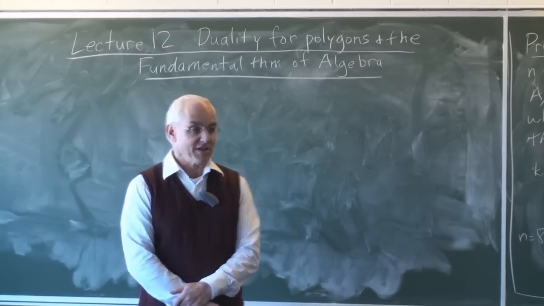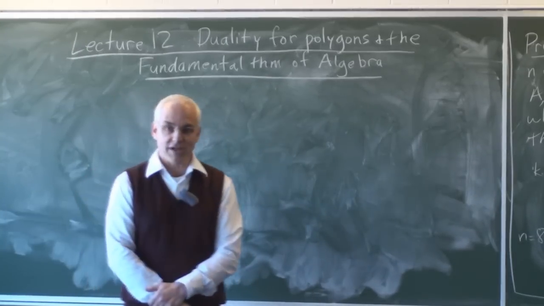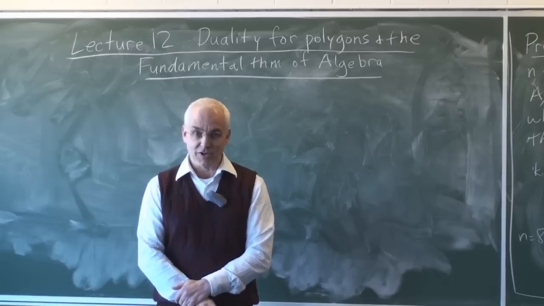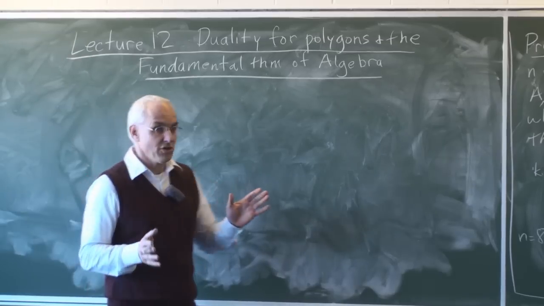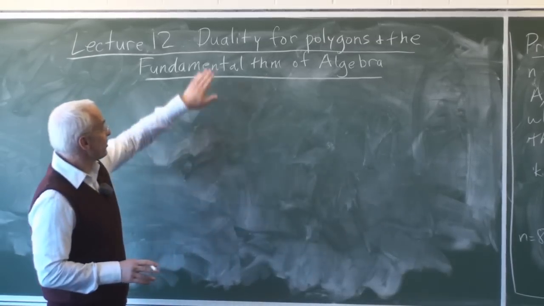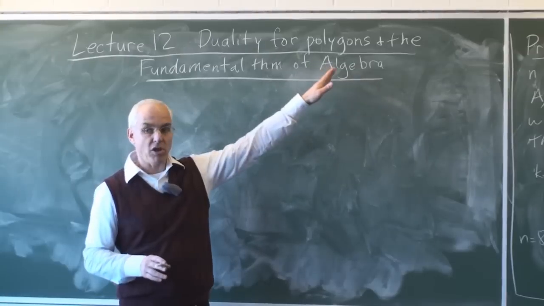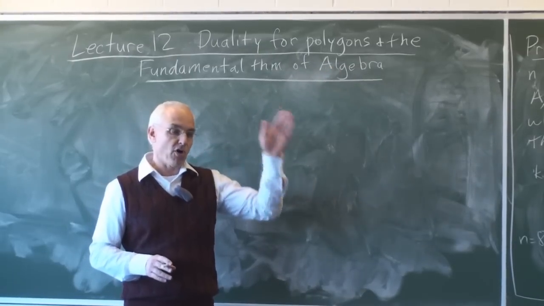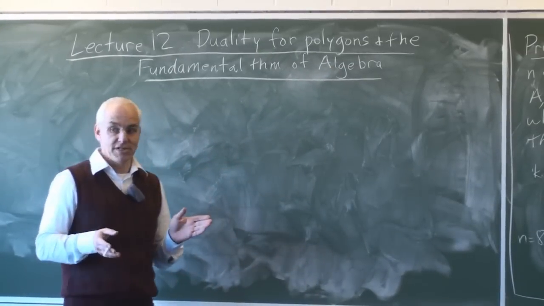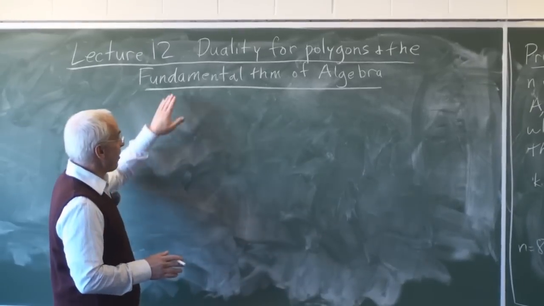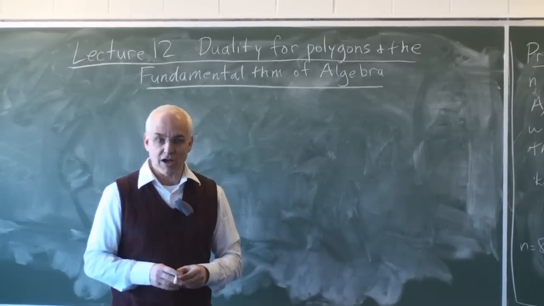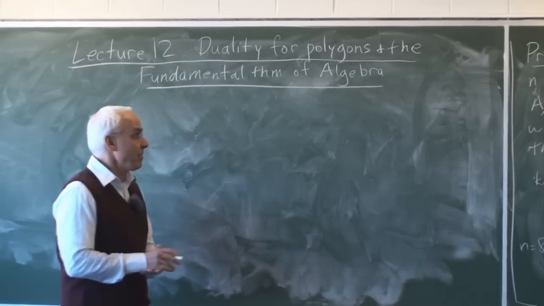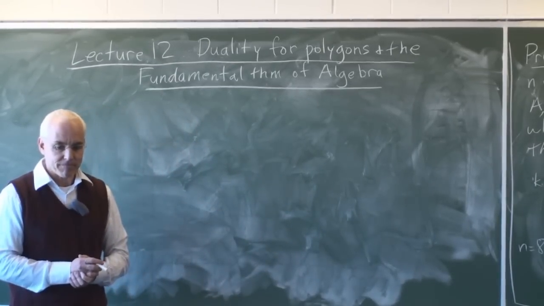Okay, so welcome to this 12th lecture in this course on algebraic topology. We're at the University of New South Wales, and I'm Norman Wildberger. Today I'm going to do two sort of different things. I want to talk about duality for polygons in the framework of these turning angles that I introduced in the last lecture. And then I want to go to the first of our applications of winding numbers and talk about a very famous theorem, the Fundamental Theorem of Algebra.